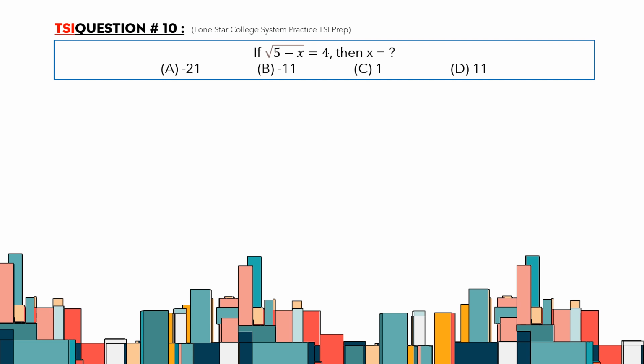If the square root of 5 minus x equals 4, then what is x?